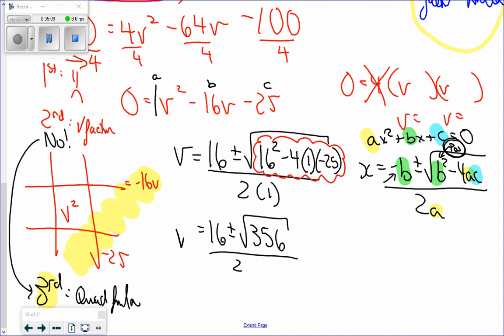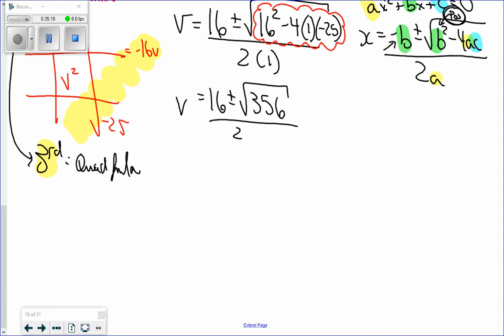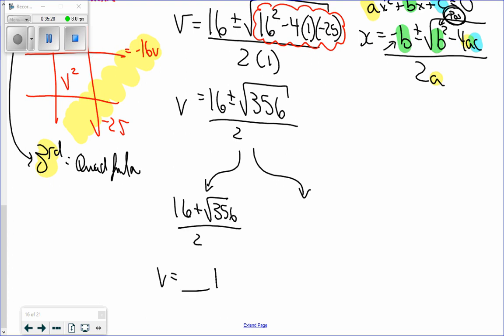Now if you go back and read the question, it says algebraically determine the speed of the boat to the nearest kilometer per hour. So you're going to plug this in twice. You're going to go 16 plus square root 356 divided by 2. And then 16 minus square root of 356 divided by 2.